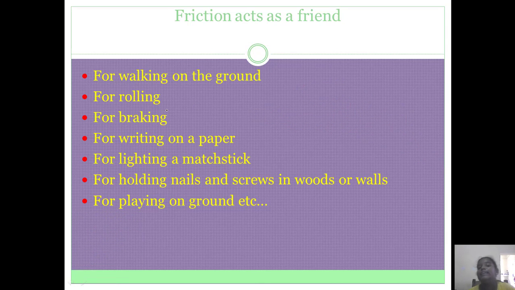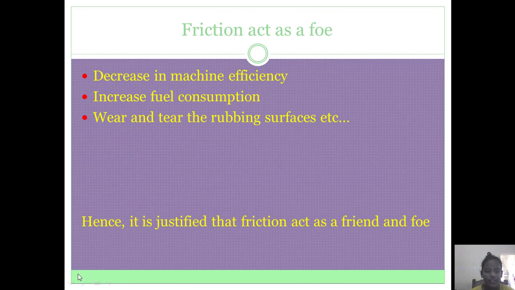For braking, for writing on paper, for lighting a matchstick, for holding nails and screws in wood and walls, and for playing on the ground, these are some advantages of friction. You can say friction acts as a friend through the following examples. You have to mention all the points which I have mentioned here. Don't forget, these are very important. Now let's see how friction acts as a foe, meaning enemy.